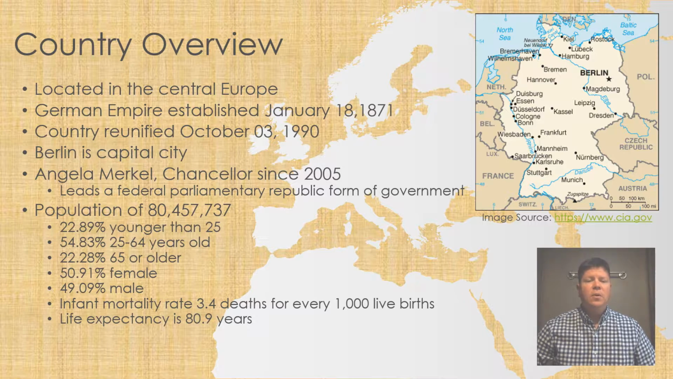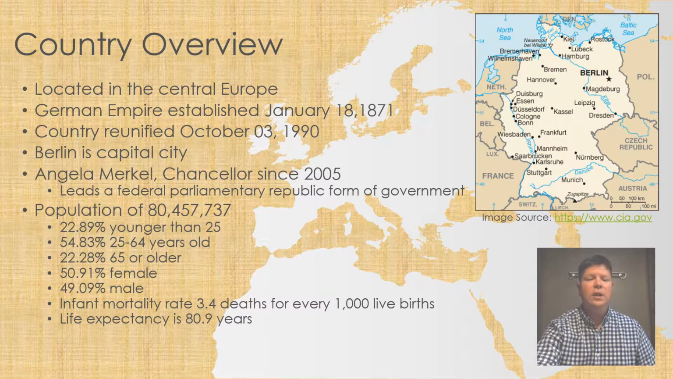The demographic of male to female is split nearly down the middle, with 50.91% being female and 49.09% of the population male. Infant mortality rate is relatively low, and this could be attributed to the advanced medical care that is being afforded across the continent, more specifically in Germany. That mortality rate is 3.4 infant deaths for every 1,000 live births. Further exemplifying the well-established medical care in the country of Germany, life expectancy on average is 80.9 years.